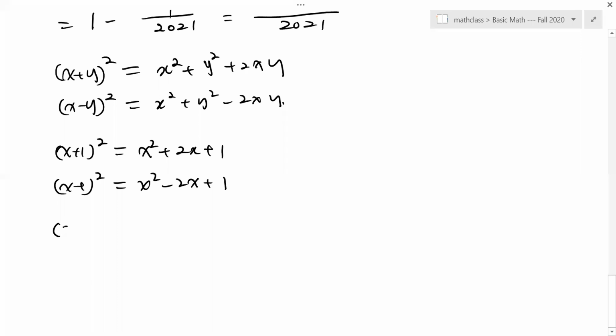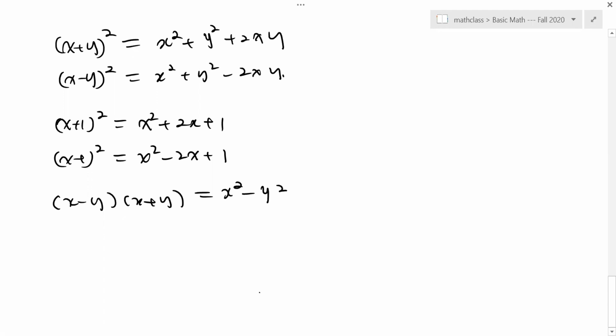Another important formula is (x minus y) times (x plus y), which is going to be x squared minus y squared. Right, so that's all. So now let's look at the next one.